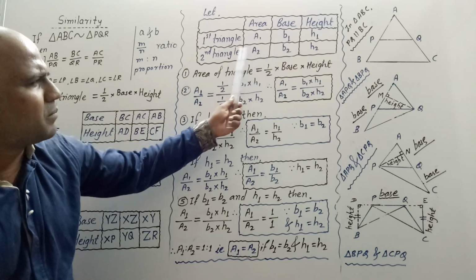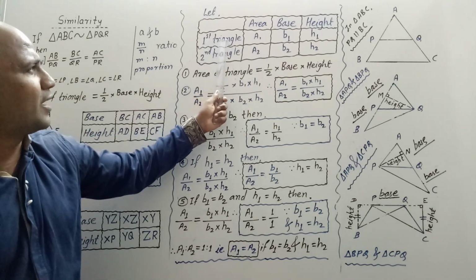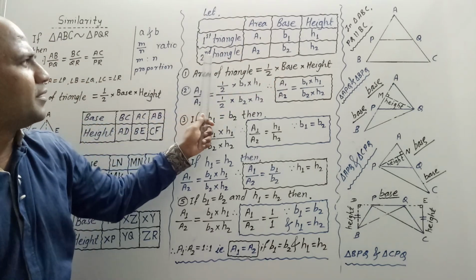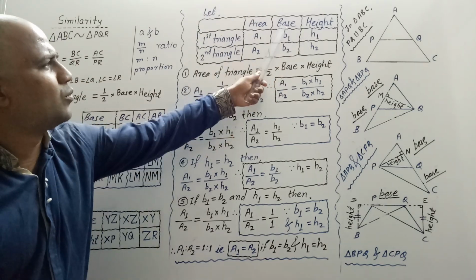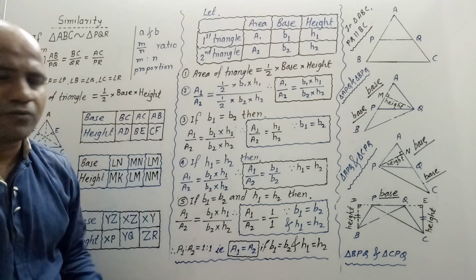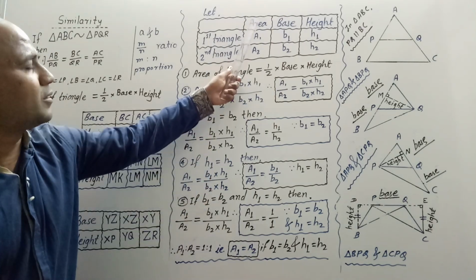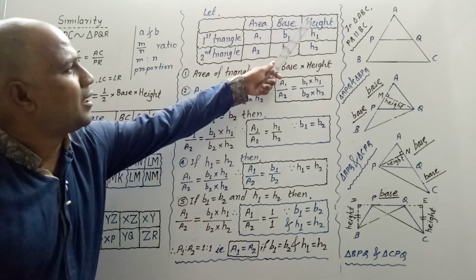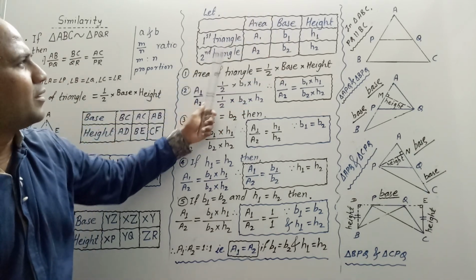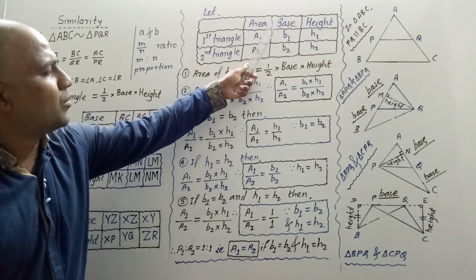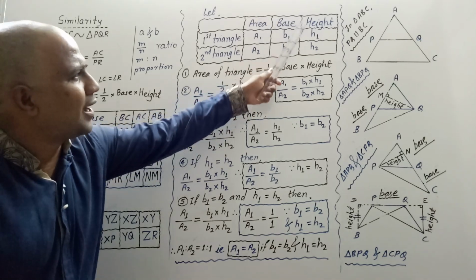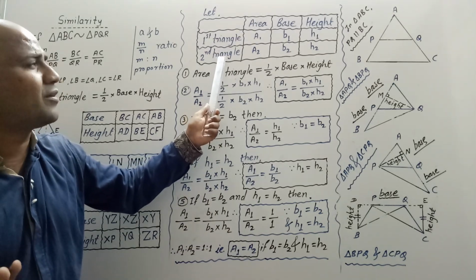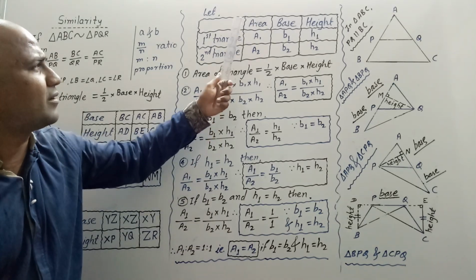आता इकडे मी सिंपली चार्ट बनवलेला आहे. फर्स्ट ट्रायंगल एरिया A1, base B1, height H1. Second triangle area A2, base B2, height H2. What is important? Area of the first triangle A1, base of the first triangle B1, height of the first triangle H1. Area of the second triangle A2, base of the second triangle B2, height of the second triangle H2. We can draw the simple chart, or you can write this in different words.